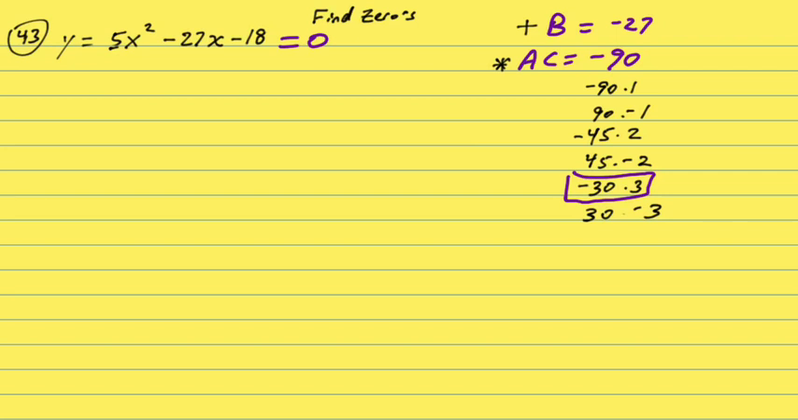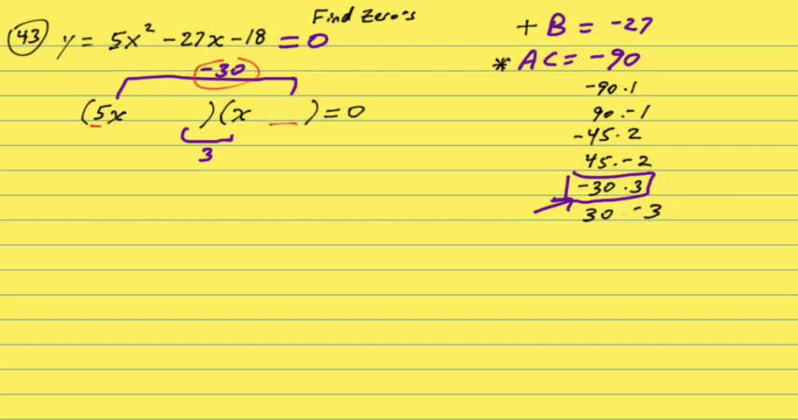Now we're lucky, 5 is prime, so that's 5x times x would give me 5x squared. 5 goes into which of those numbers? I think the negative 30, right? And 1 goes into the 3. So we're going to go through it. 5 times what is negative 30? 5 times negative 6, right? So I put negative 6.